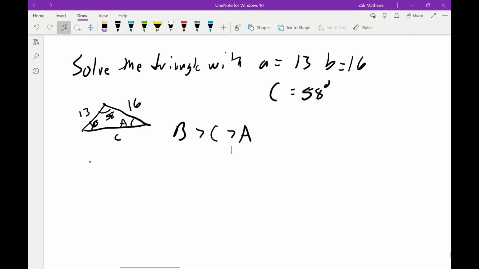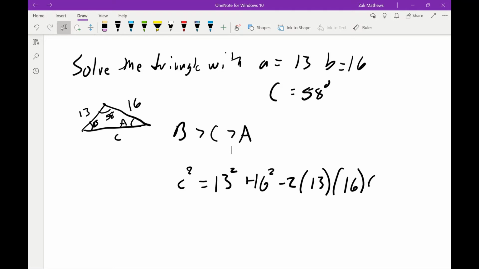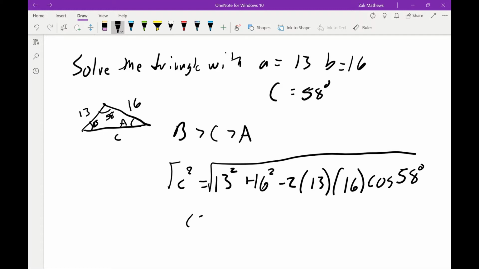So we'll have c squared equals 13 squared plus 16 squared minus 2 times 13 times 16 times cosine of 58 degrees. Now I'm going to essentially just type all this in the calculator, and I also have to remember to take the square root of both sides, so I'm going to do that all in one step. When I put it into my calculator and solve, I should get c to be 14.3 units. Again, I haven't labeled my units here. Whatever my units would be, I'd use those.